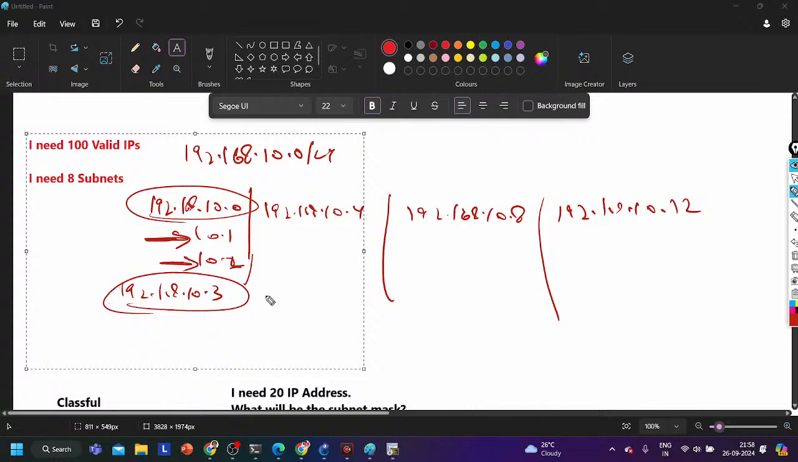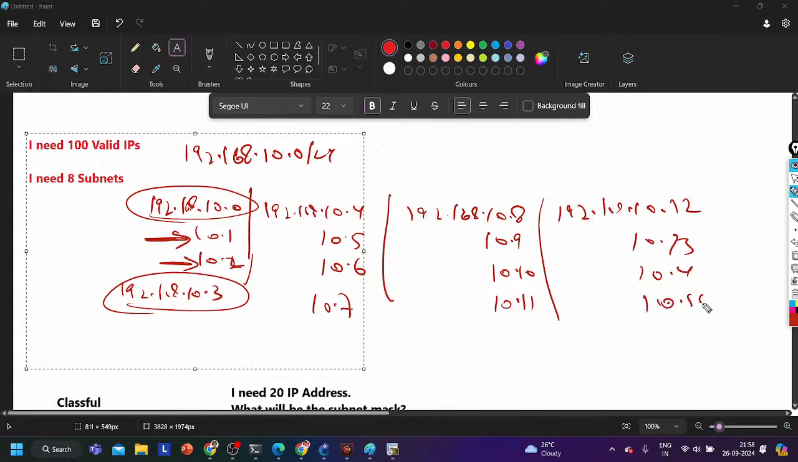In the second network, again, the last IP address is 10.7. Right? First valid IP address 10.5. Last valid IP address 10.6. Here 10.9, 10.10. Last IP 10.11. 10.13, 10.14, 10.15, and 10.16 will be the next network.